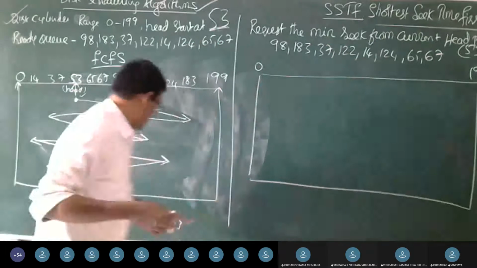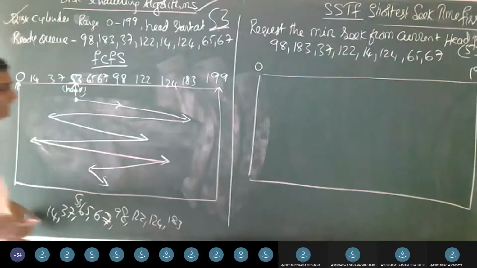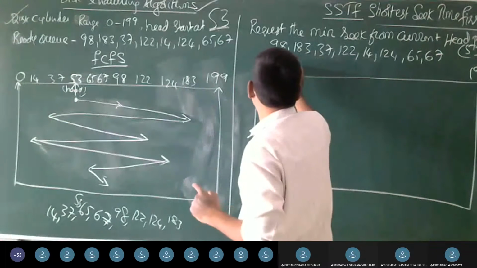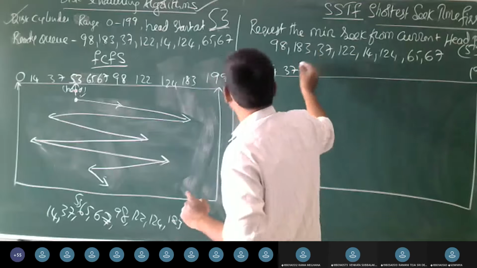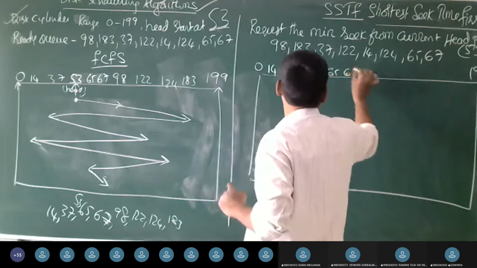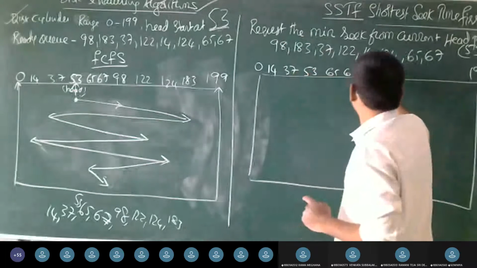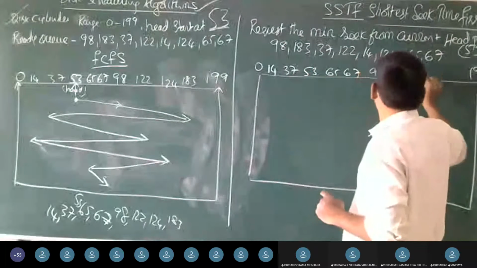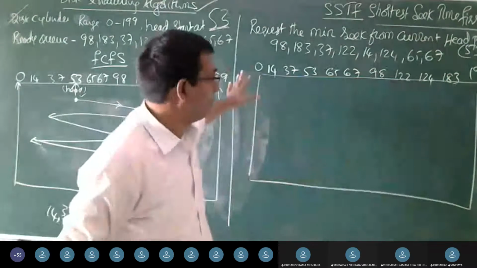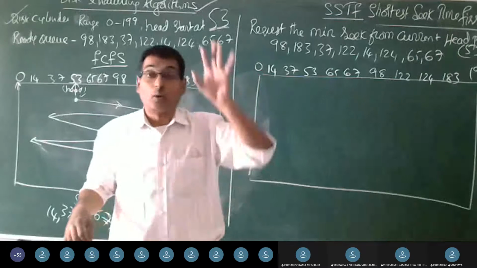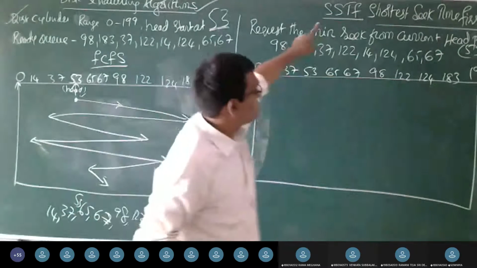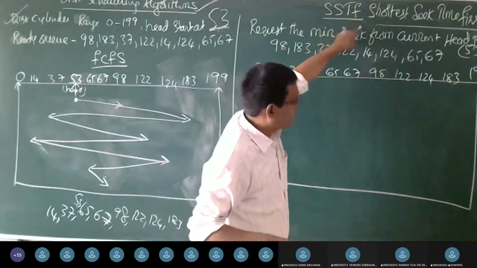Now these items, first we have to write in ascending order. So if I write the items in ascending order, it is 14 followed by 37, followed by the head position 53, 65, 67, 98, 122, 124, and 183. So this is how we are going to write the things. Okay. Now what was the second algorithm name? The name of the second algorithm was shortest seek time first.